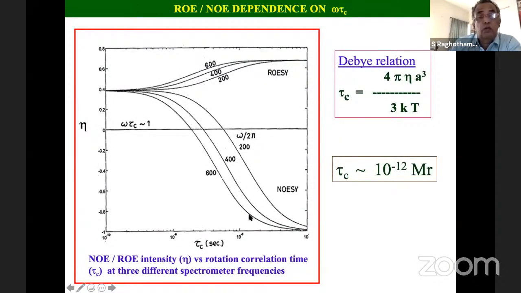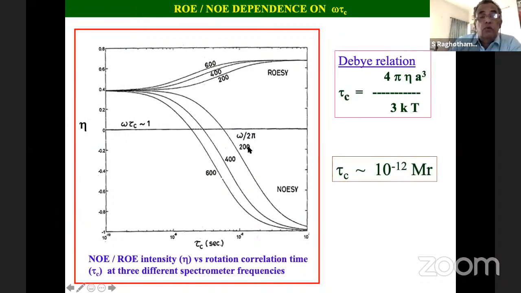Now, these were the NOESY things which I showed you earlier. For small molecules, NOESY would give you positive. For intermediate molecules, it would give 0. And for large molecules, it gives a negative NOE. When you talk of ROESY, it's all the time positive. So you are sure to get it, so that there is no 0 region here. It's all the time positive.